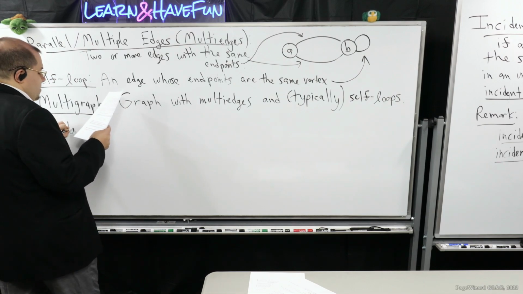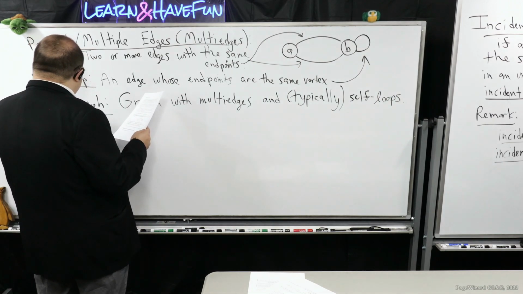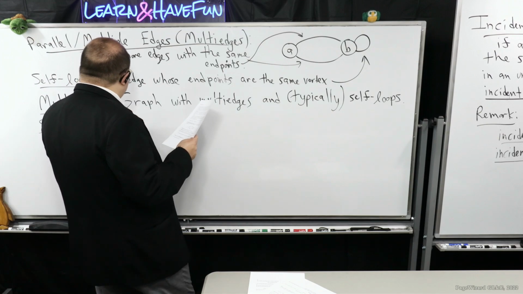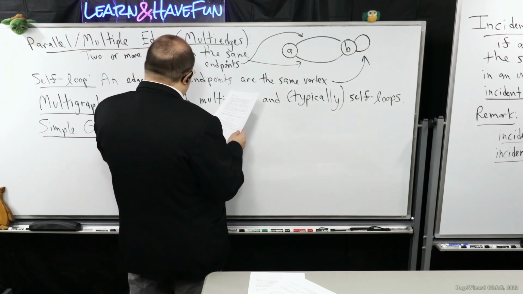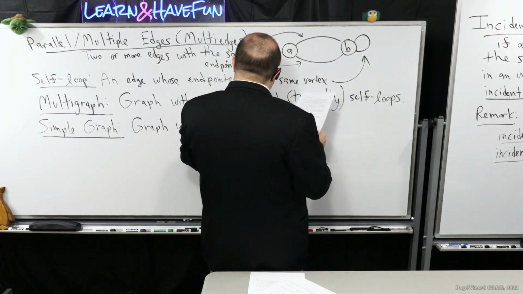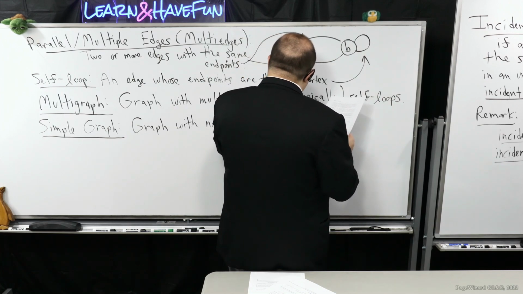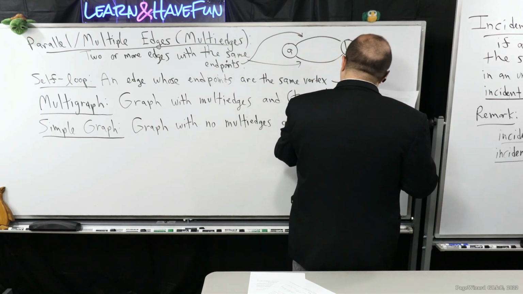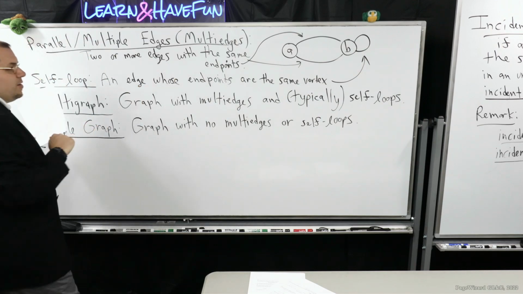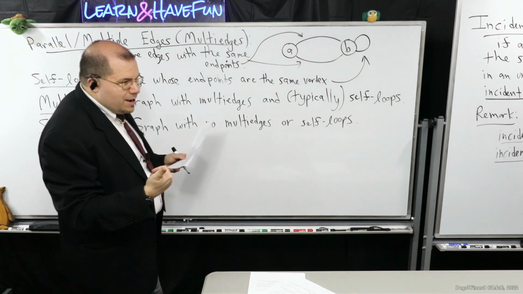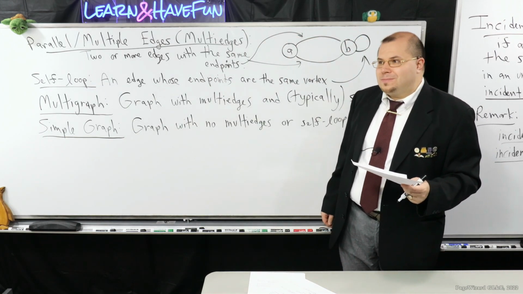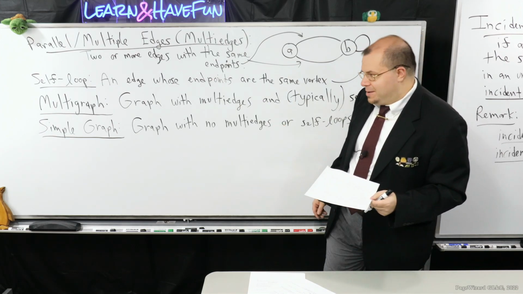Another thing to keep in mind is the idea of a simple graph. This is going to be a very common one. This is a graph with no multi-edges or self-loops. So for example, that graph up there is not a simple graph. However, the triangle, for example, is a simple graph. All the examples we drew on the board up to this point are simple. All the undirected graphs I gave you are simple.